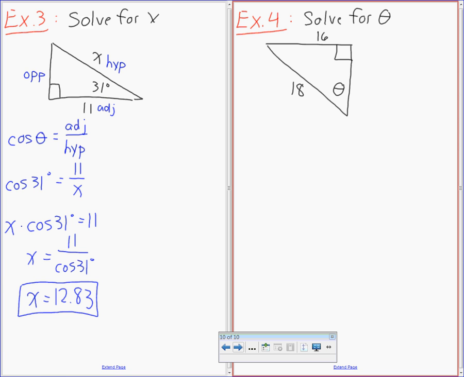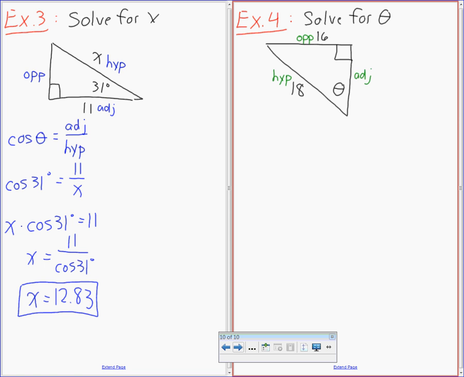We're up to Noah. These questions are all going to start the same way. Can you label opposite, adjacent, hypotenuse for me, please? Okay, good. So opposite is 16. Adjacent is going to be this unknown side on the right, and hypotenuse is going to be there.